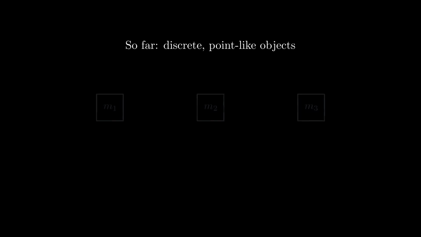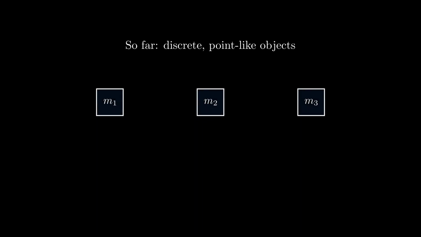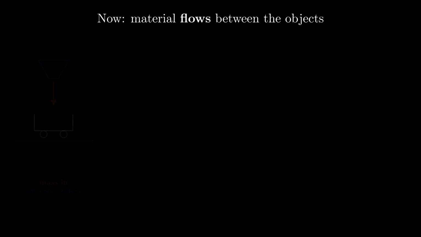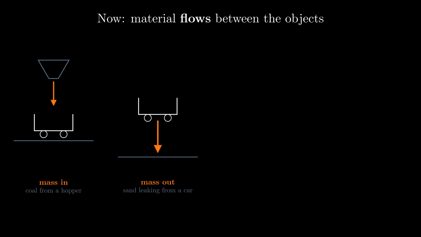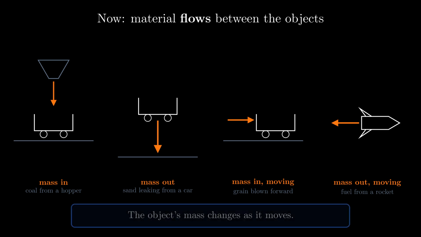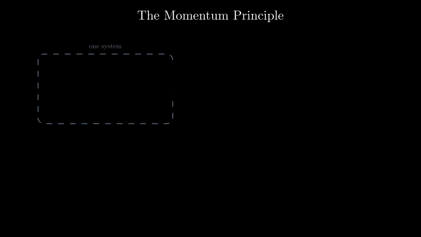So far, every system we analyzed was built from discrete, point-like objects, each carrying a fixed amount of mass. Now we broaden the view to systems where material flows between the objects. Picture coal falling from a hopper into a moving railroad car, or sand leaking out of a railroad car, or grain being blown forward into a railroad car, or fuel ejected from the back of a rocket. In every one of these cases, material continuously streams into or out of an object, so the object's mass changes as it moves. The starting point is the momentum principle.